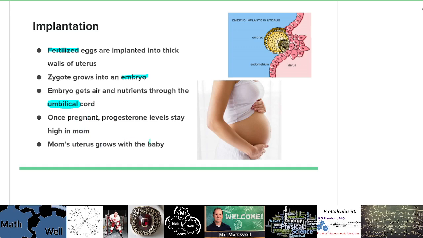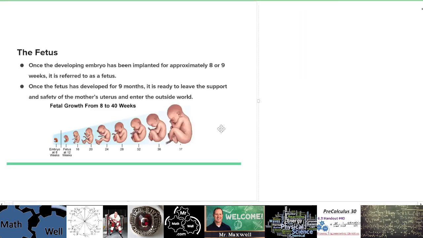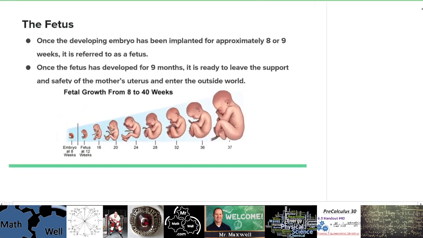Mom's uterus grows with the baby. Okay, so the uterus in that picture obviously is going to grow, and we see a pregnant woman here. We've got baby inside. Everything obviously has gotten quite a bit bigger in there. Okay. Mom's uterus grows. There we go. All right, let's talk about the developing baby here.